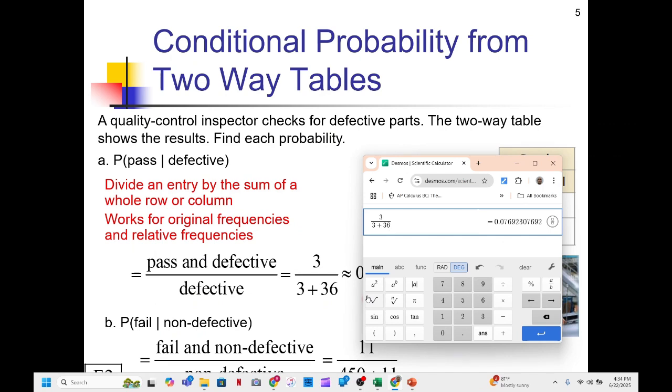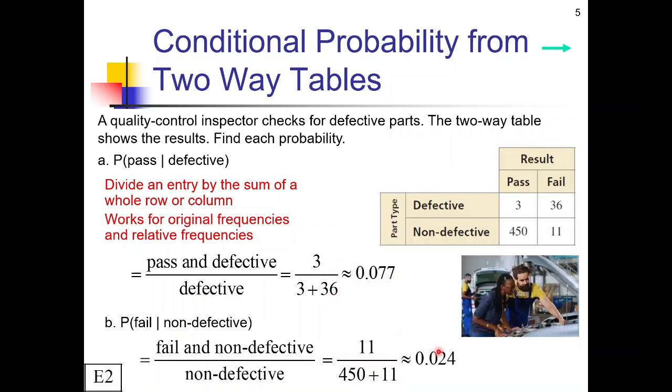So we've got, let's see, up here instead of 3, I've got 11. Down here I've got 450 plus 11. And that grand total is about 0.024. So pretty low chance, 2.4% chance that a non-defective piece will fail.